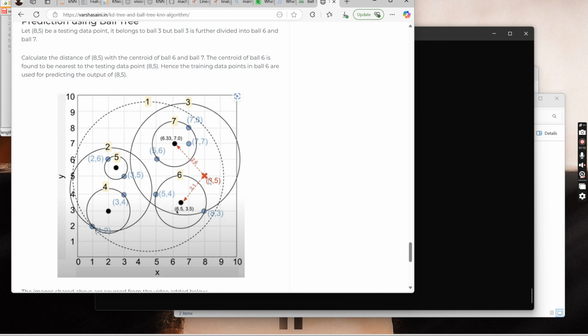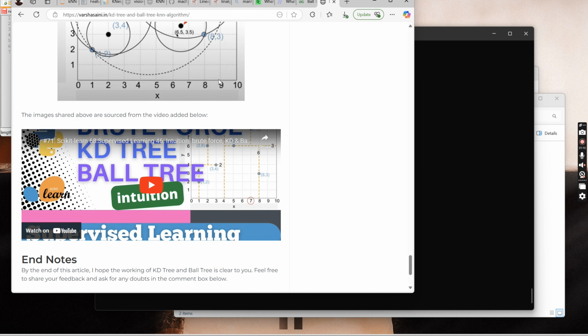Or for regression, it will take the average. 8 plus 6.5, 6.5 is already the average of all these data points. To that it will add, divided by 2, you will get the value. So that is the prediction value basically. So you will get some regression value. So this way KD tree works.